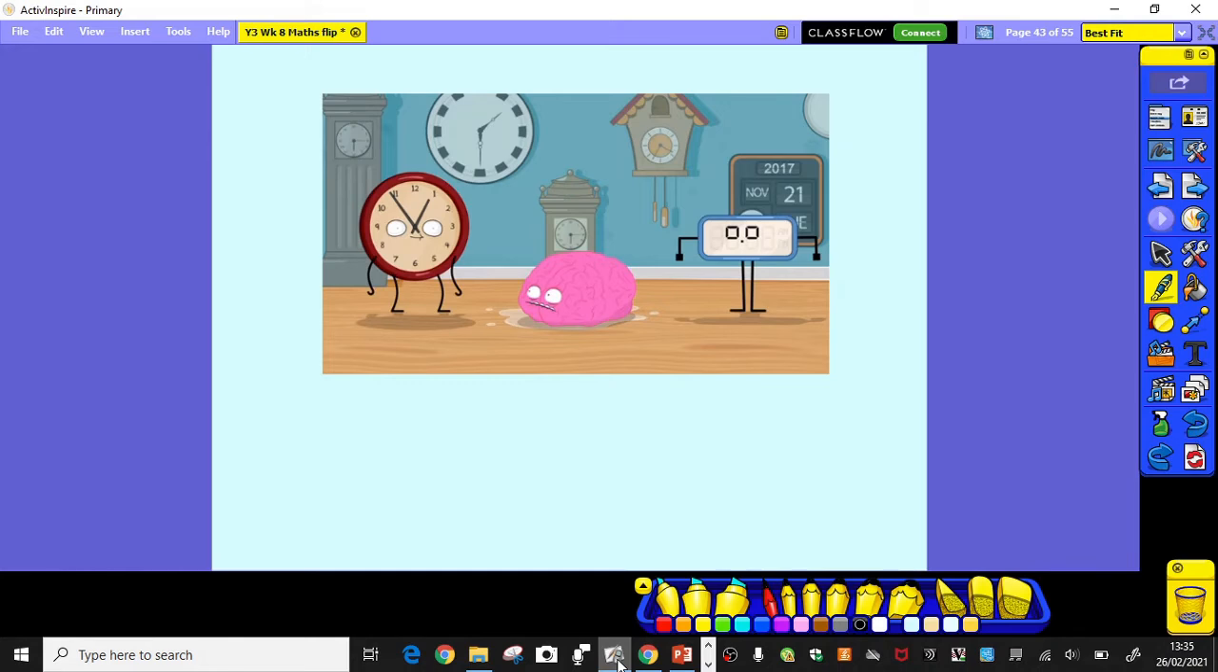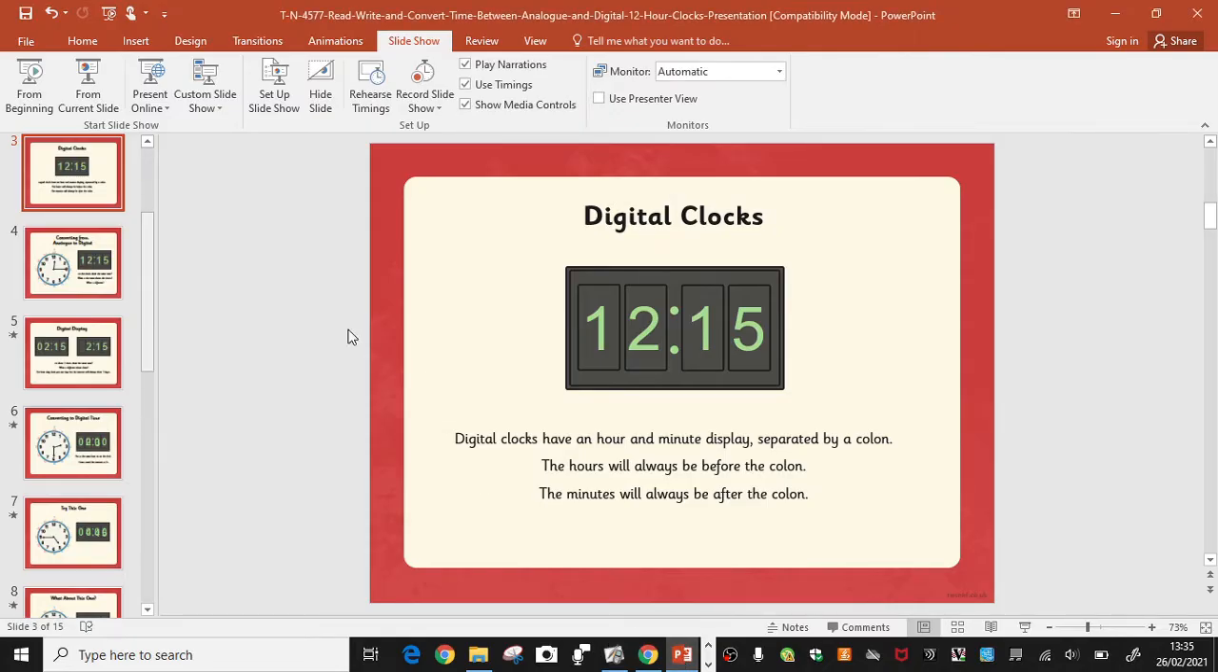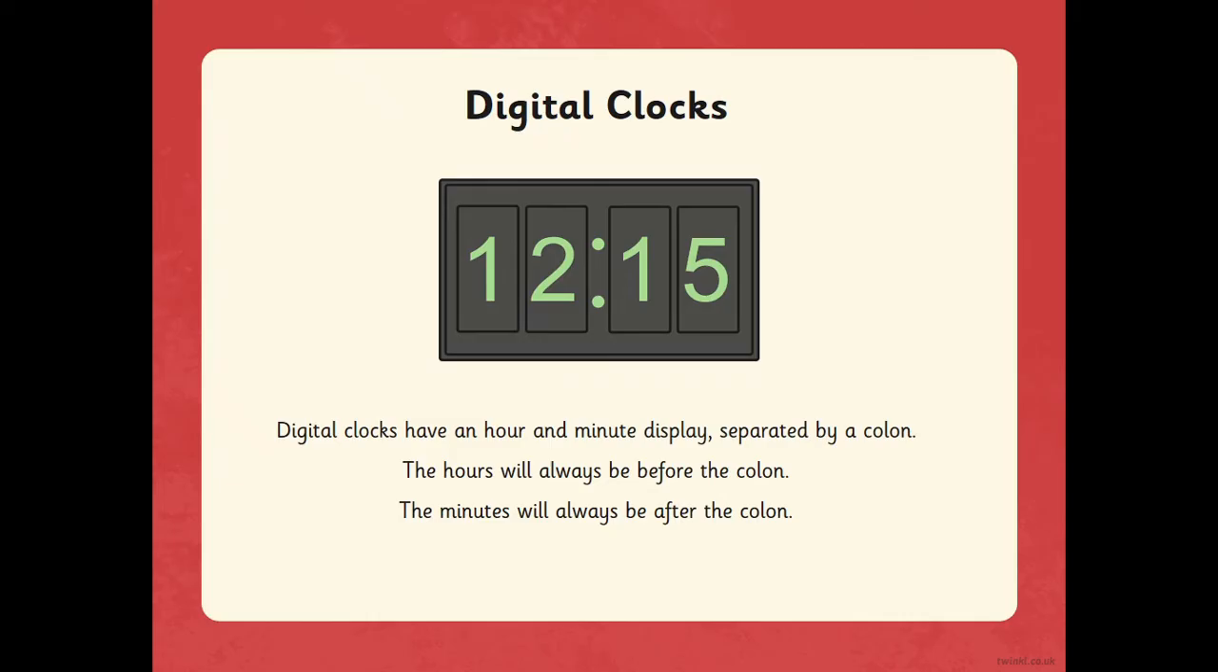Okay, so let's now have a look at some questions, and we'll go through some examples to help you with this task that you're going to be doing today. So here we have a digital clock. The digital clock just shows numbers. It doesn't have hands. It displays the numbers with the hour first, then a colon, and then the minutes. The hours always go at the front, before the colon, and the minutes always go after the colon.